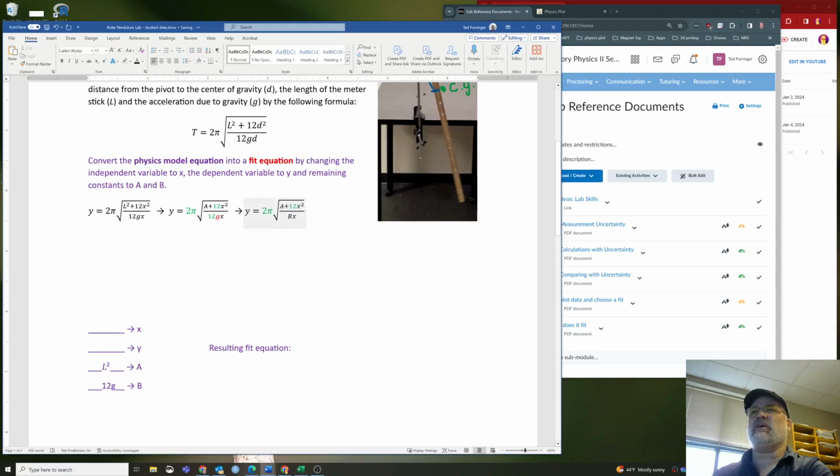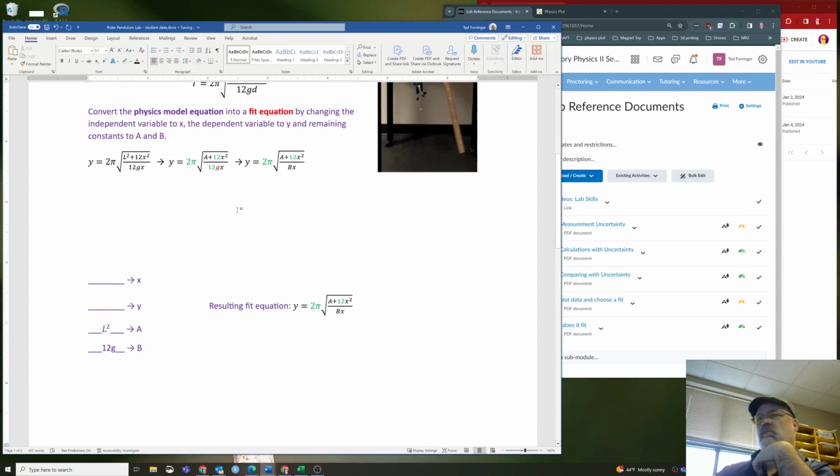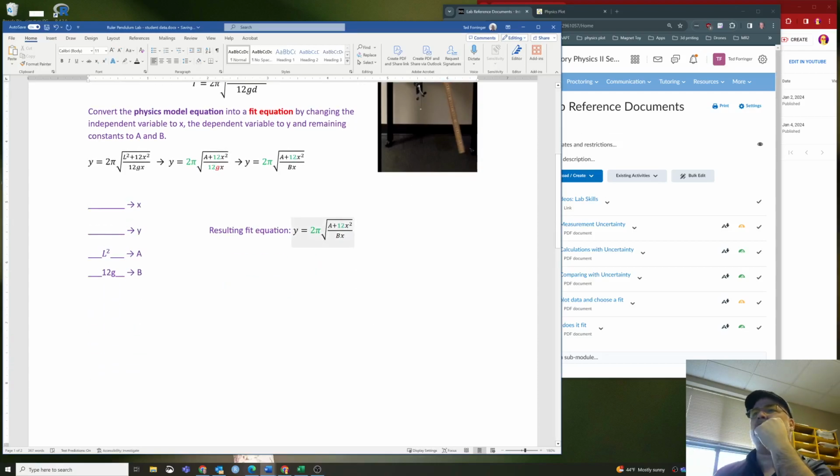So the resulting equation is y equals 2 pi times the square root of a plus 12x squared divided by b squared. And the 2 pi is okay to leave in there because it's an exact value, and the 12 is okay to leave in there because it's an exact value. Any other constants need to become part of the a or the b.